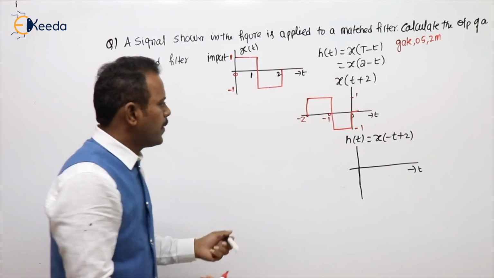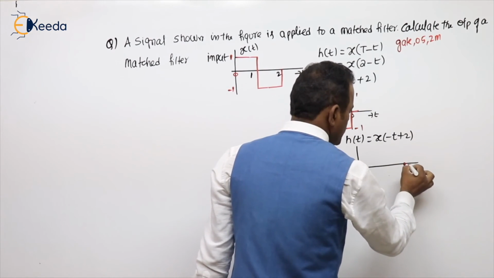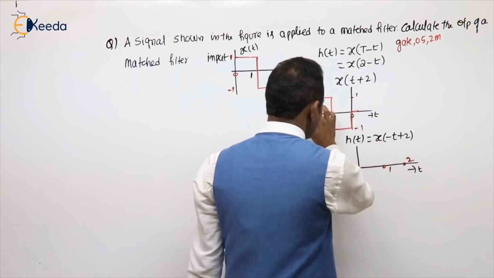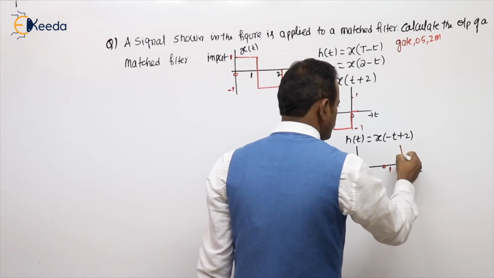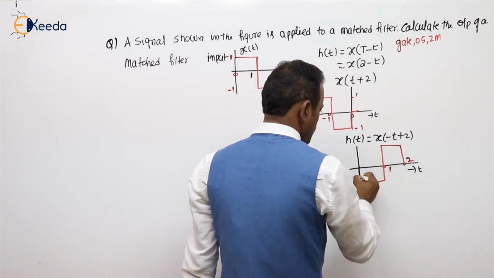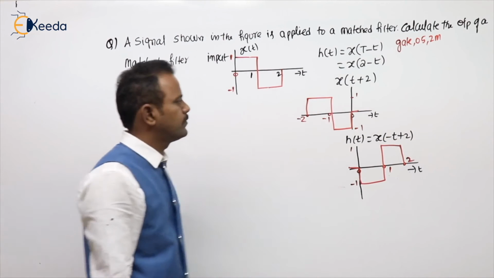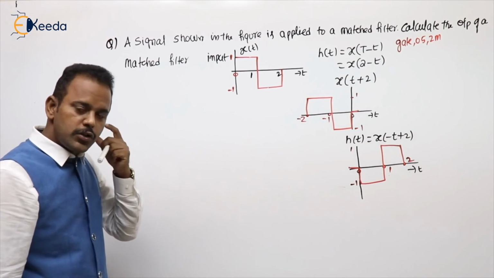Then multiply all t values with the minus sign. Minus 2 will be plus 2, minus 1 will be plus 1. So the shape will come here: minus 2 to minus 1 positive. Got my point? Now we need to make the convolution of these two.